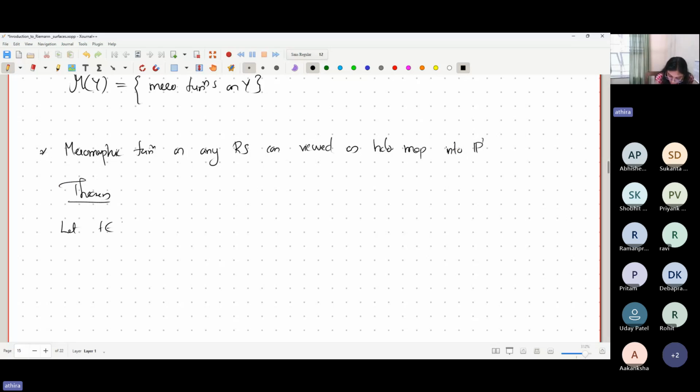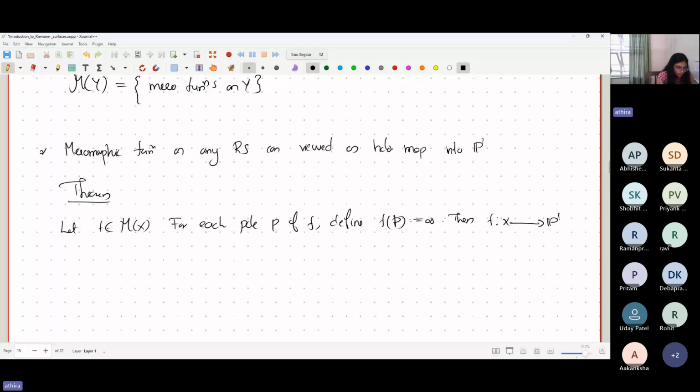Let f be a meromorphic function on X, where X is a Riemann surface. For each pole p of f, define f(p) equal to infinity. Then f from X to P1 is a holomorphic mapping.